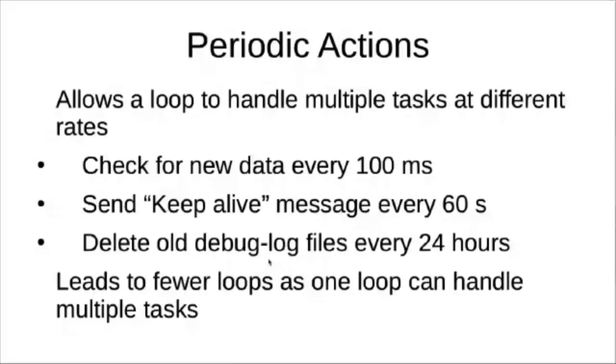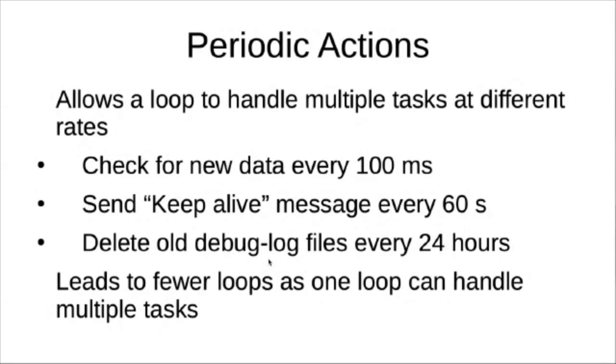So for example, if I had a loop and I wanted to check for new data every 100 milliseconds, but also send a keep alive message to someone to show that I'm still working every 60 seconds, and do something like delete some old log files every 24 hours, I can do that with the same loop because I just need 3 different metronomes at different rates telling me to do things. So I can have a metronome that says check for new data, a metronome that says send keep alive, a metronome that says delete old files, and they can all go at their own rate. I find this is simpler than having 3 different loops because it leads to fewer loops, because your one loop can do multiple things.